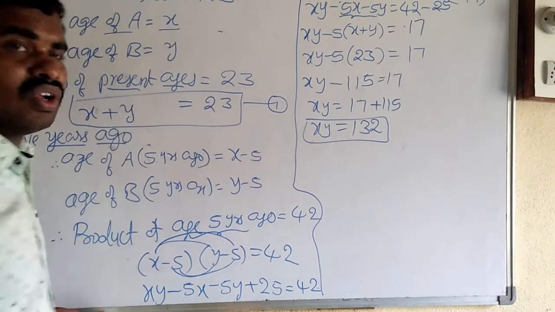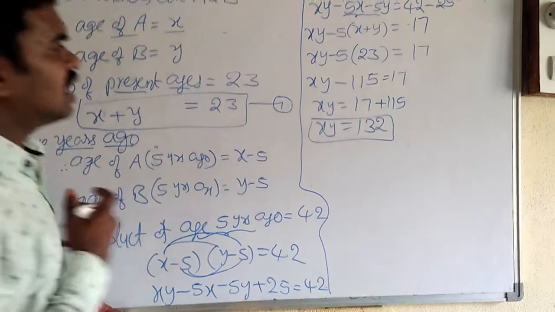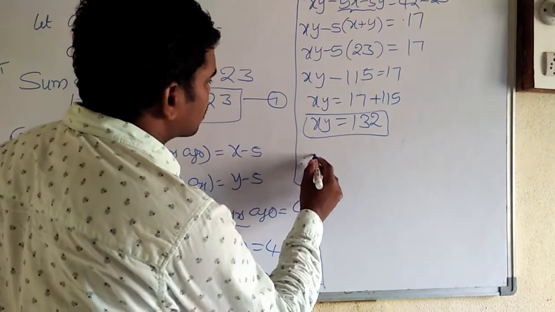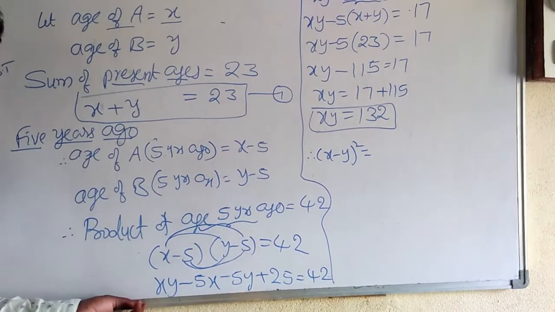Using these two, we can solve and find the x and y values. Now let us see. We know the formula of x minus y whole square. Actually, we know it is x square plus y square minus 2xy.